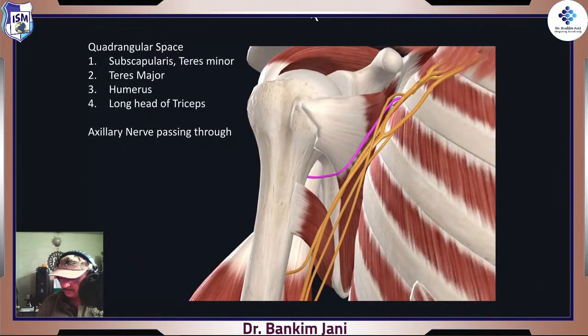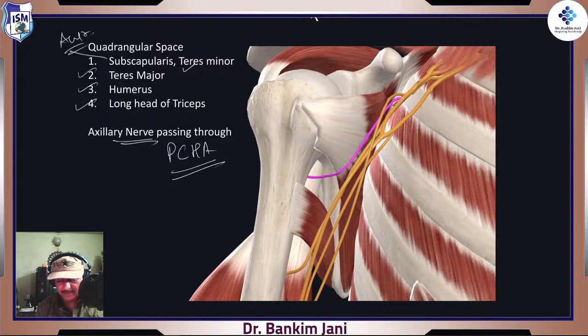Okay, so when we deal with this quadrangular space, right? So subscapularis, teres minor, teres major, humerus, long head of triceps, right? Everything is completely clear that what is really happening, right? Teres major, humerus, long head of triceps, and teres minor or subscapularis if you are considering it from the anterior side. Okay, what is passing? Axillary nerve is passing through it. When axillary nerve is passing, it is passing along with the posterior circumflex humeral artery. So done. Quadrangular space is complete, right?